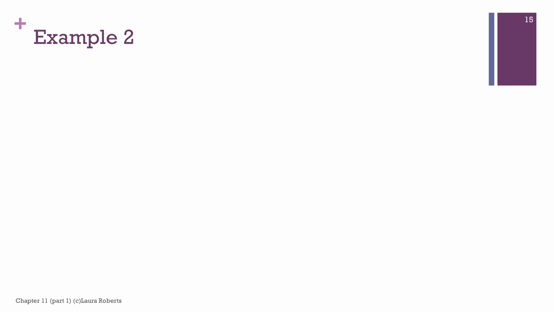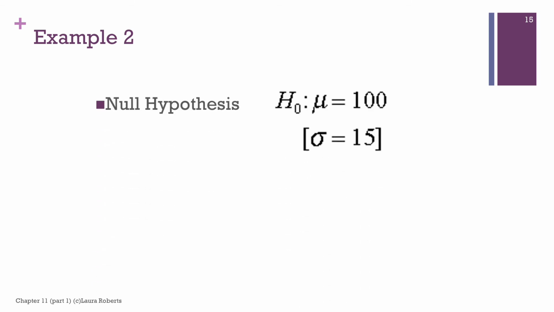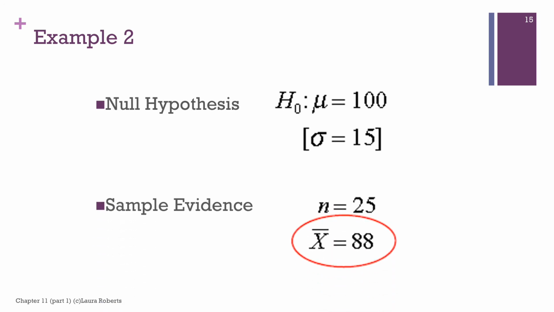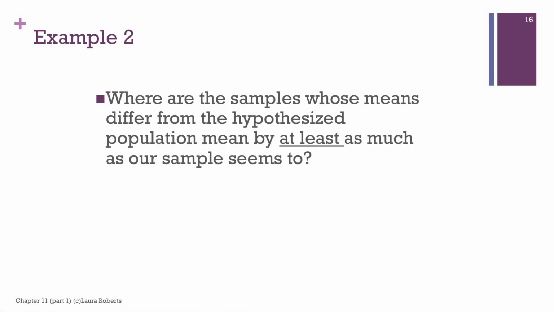So let's try another one. The null hypothesis is that the mean of the population equals 100 and the standard deviation equals 15. We take a sample with 25 people in it, and we find that the mean is equal to 88. Where are the samples whose means differ from the hypothesized population mean by at least as much as our sample seems to?